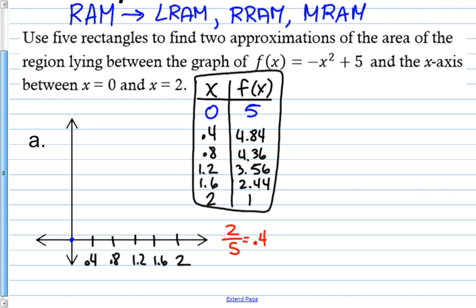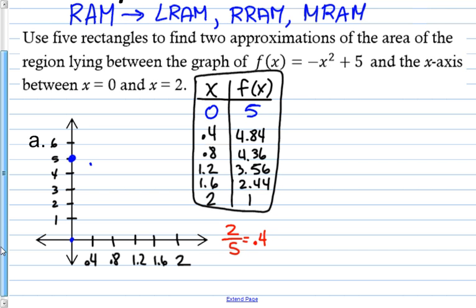So 0, 5. Oh, it might help if I actually have my... So 0, 5, right there. 0.4 is 4.84. Ew. I don't want to figure out where 4.84 is. Just do a nice little guesstimate. Let's say right there.